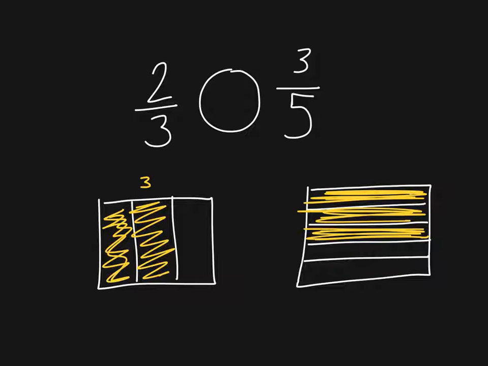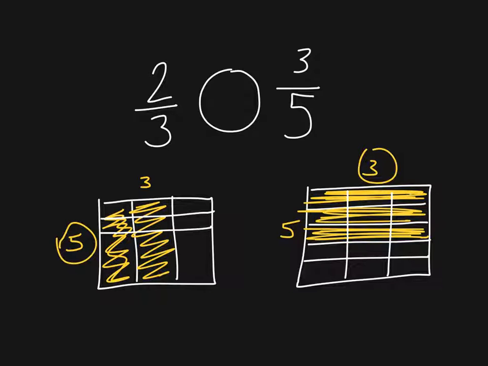And since this has 3 on this side, this has 5, I'm going to break them up so that this also has 5 on the side and that this also has 3. So I'm making my 3 rows here, and on here I'm making my 5 horizontal rows. So now the area of both of these is the same.